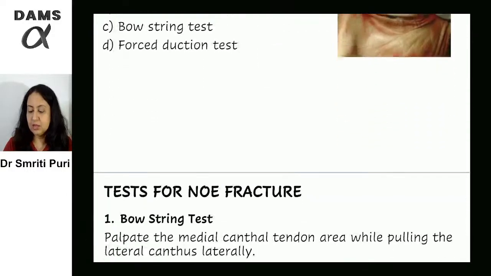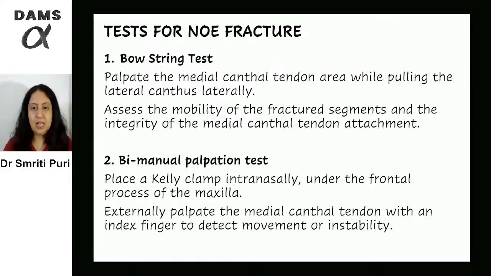So before coming to the answer, let's see. There are certain tests that we do during our clinical examination, especially for NOE fractures, so that you can identify if there is a NOE fracture or not. The first one is known as a bowstring test. What we do in a bowstring test is, you keep one hand on the medial canthal tendon, here where its attachment is, you grab the lateral canthal tendon and pull it laterally.